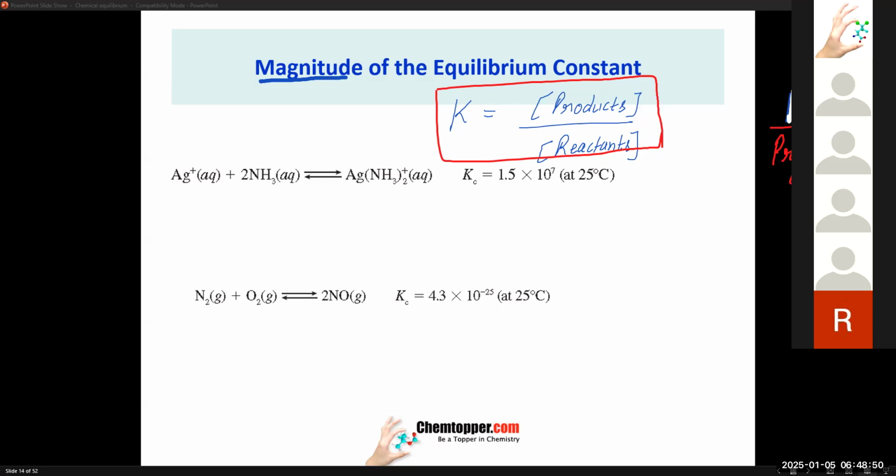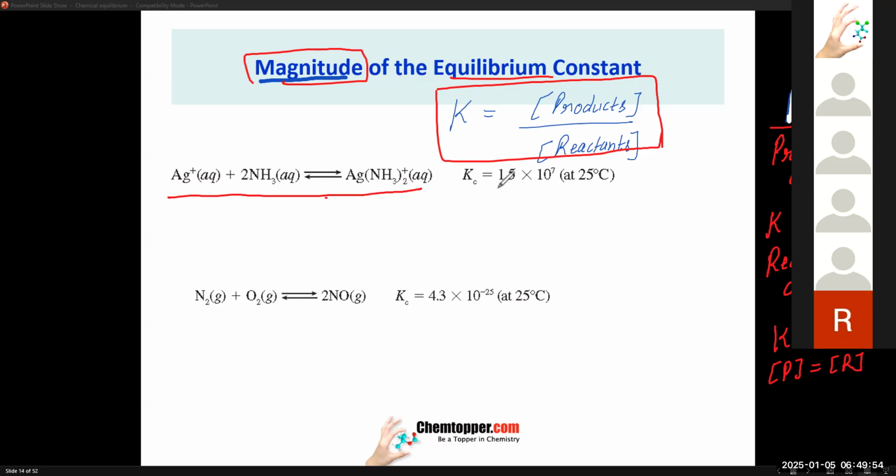Sanjeev, you're understanding this? But if K is less than 1, then what is more? Then reactants are favored. And if K equals 1, then the concentration of the product is equal to the concentration of the reactant. Very good, Veer. Okay, now this K greater than 1 or less than 1 is called the magnitude of the equilibrium constant. No units.